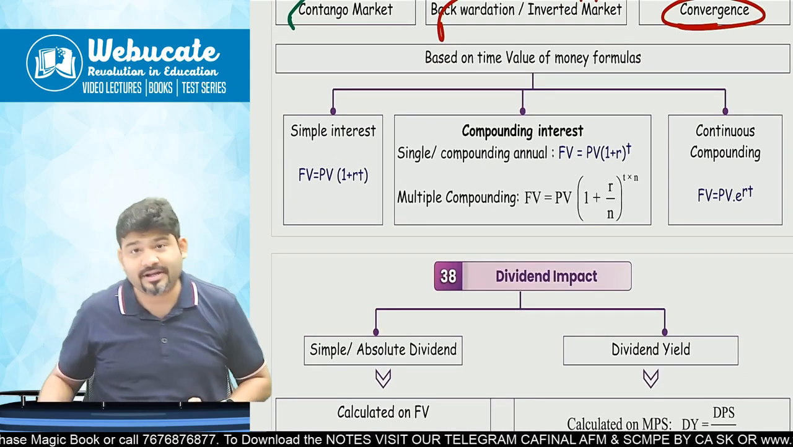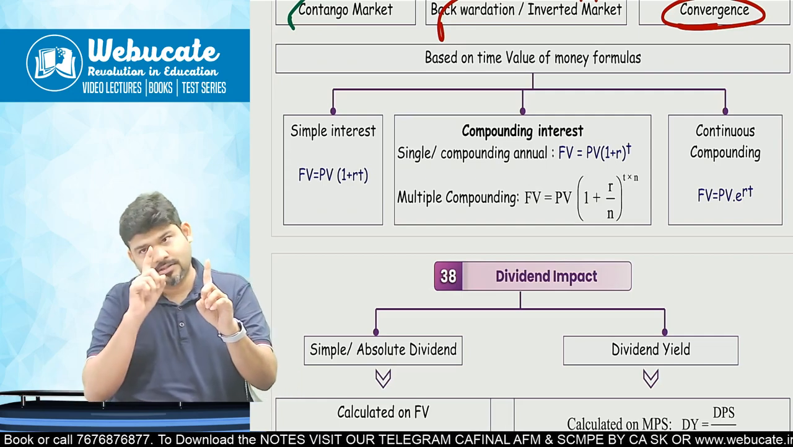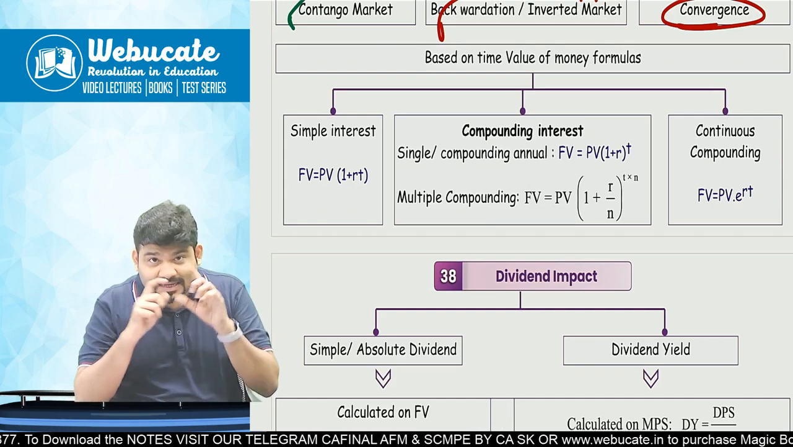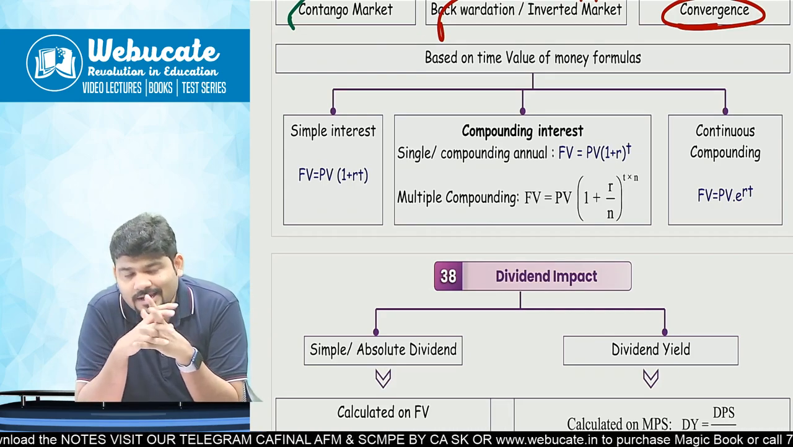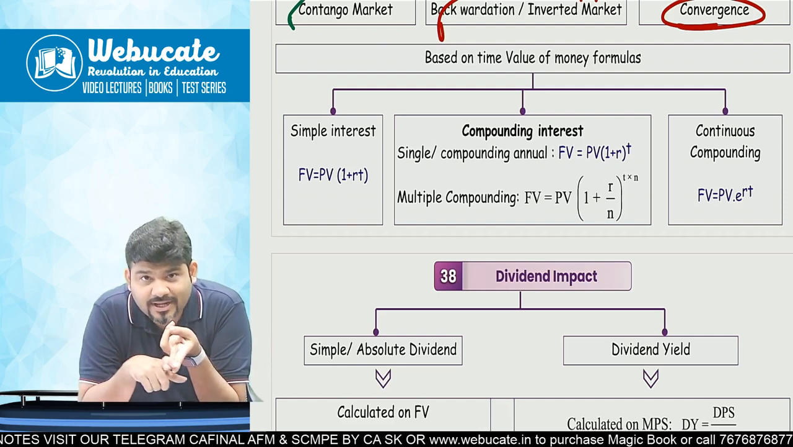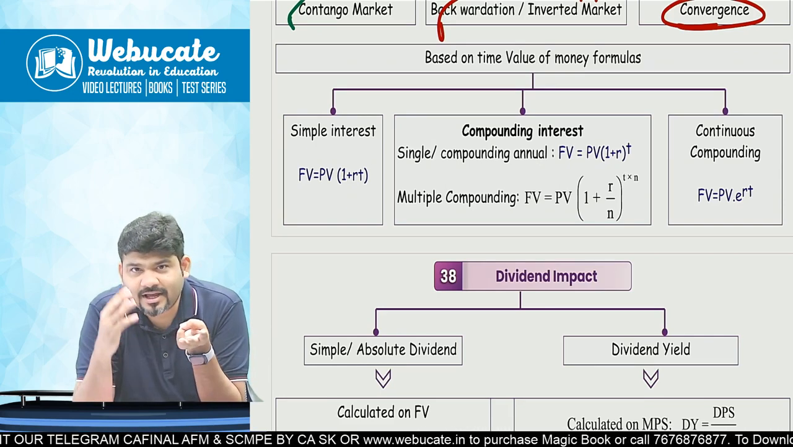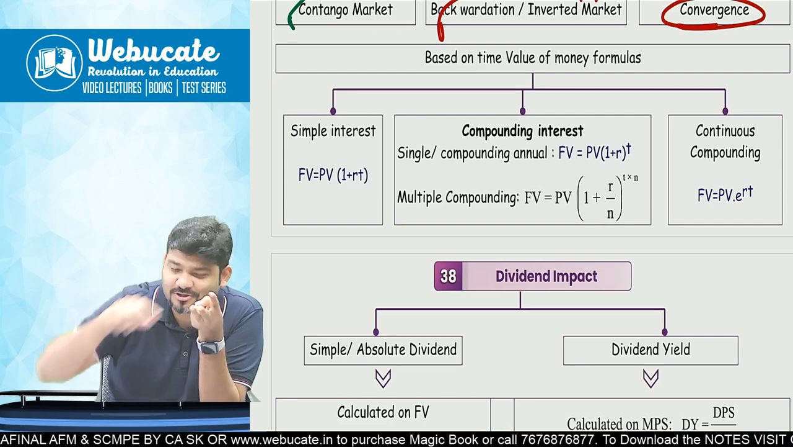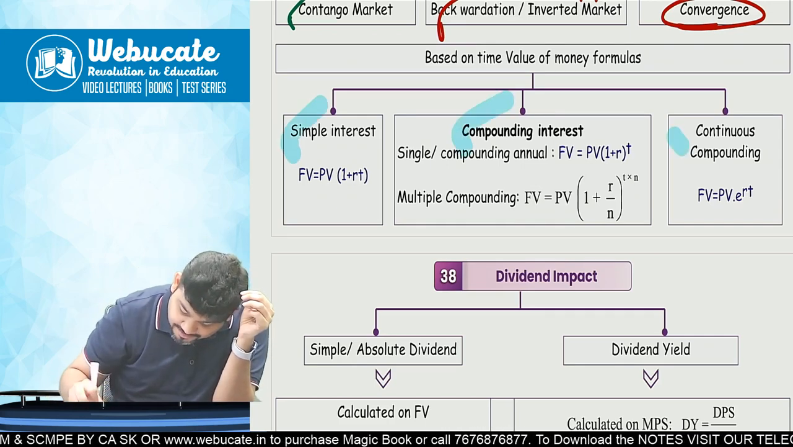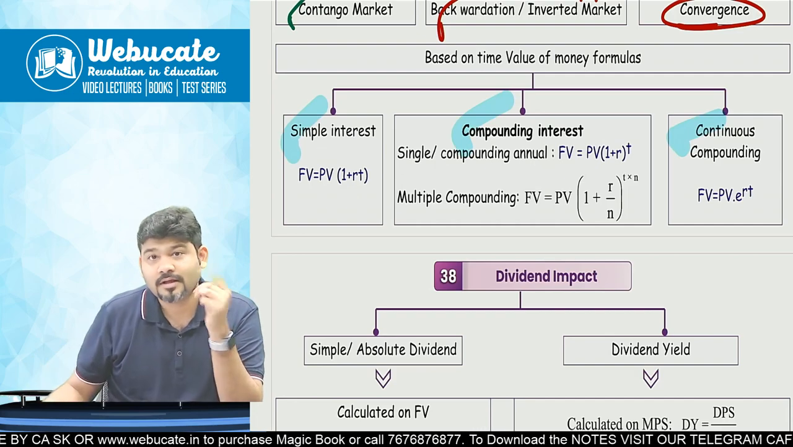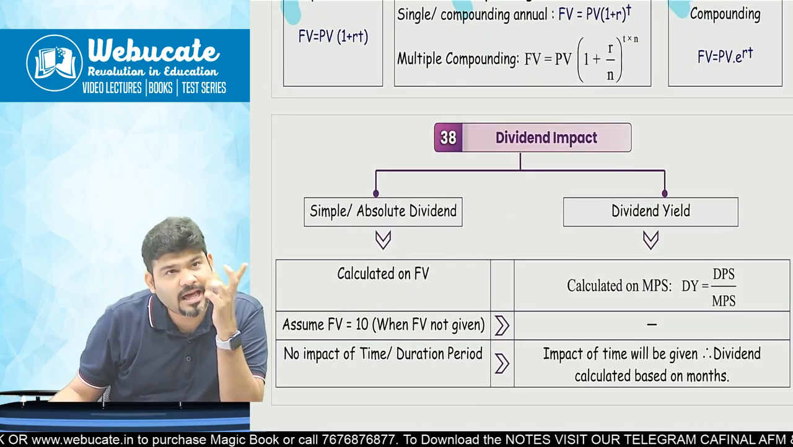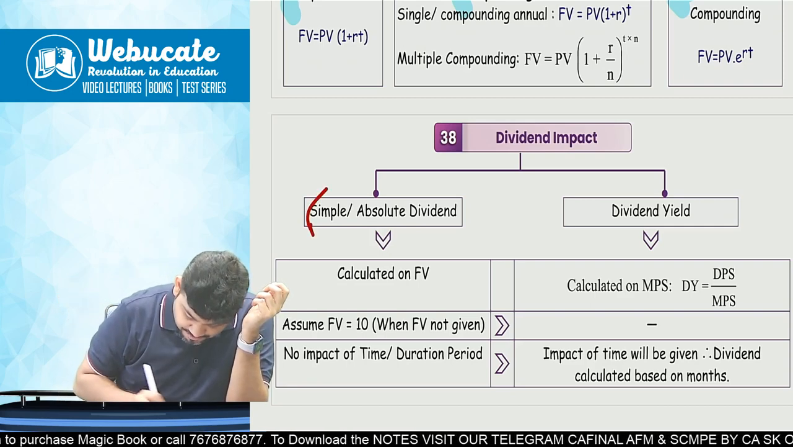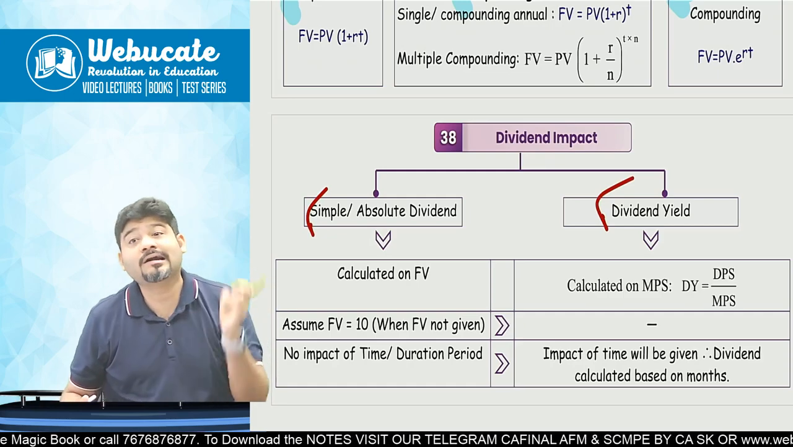Now, how do you calculate theoretical future price? Spot plus carrying cost less dividend. Carrying cost is based on the interest. Interest could be a simple interest, compounding interest, continuous compounding interest. So all of these three scenarios will have to be taken care of. Less dividend. Dividend can be of two types, simple absolute dividend or what we call the dividend yield.